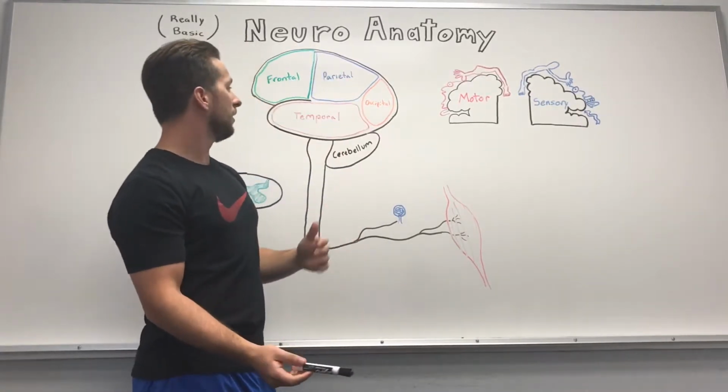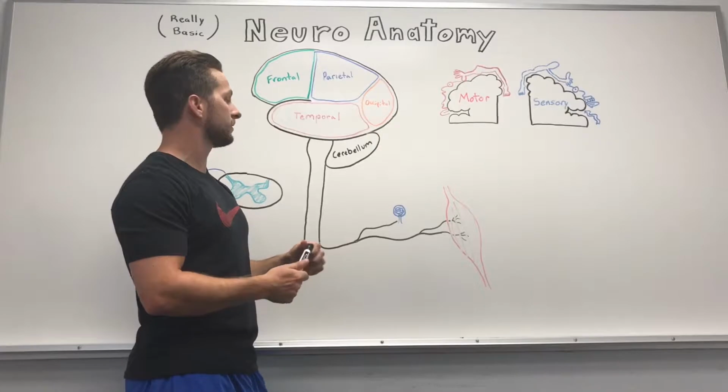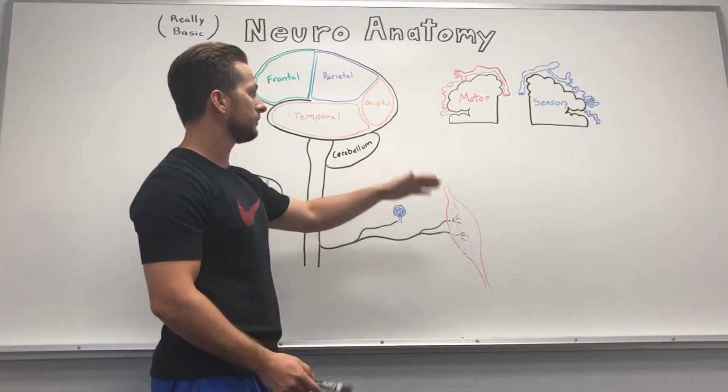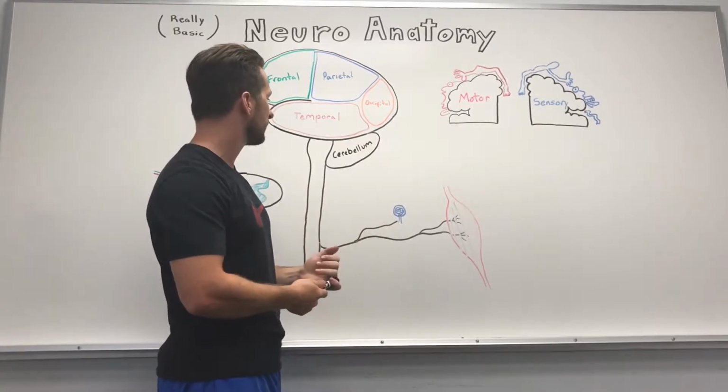So we're not really going to get into temporal or occipital, kind of like I said. We'll maybe talk about those in future videos, but for today we're going to kind of stick with like the motor and sensory processing in the cortex, right?